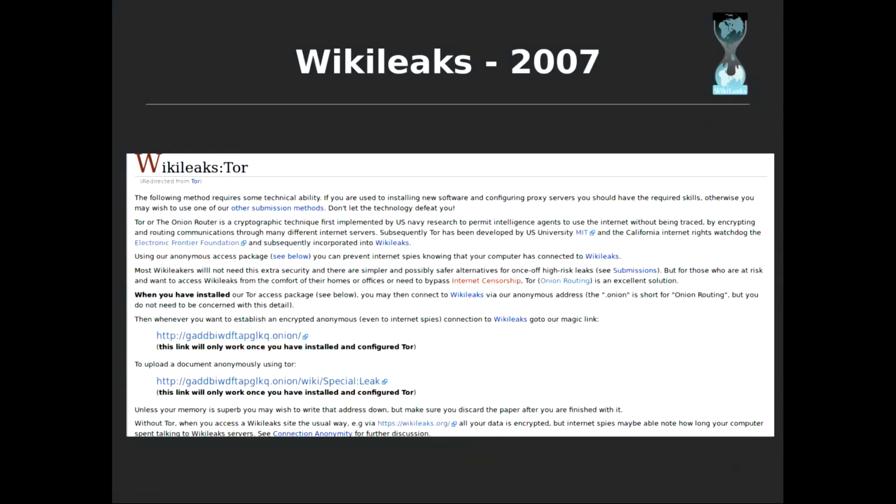So that leads to the next year. WikiLeaks set up a hidden service for their submission engine. And it's not that they wanted to hide the location of the server. The server was in Sweden. Everybody knew the server was in Sweden. But they wanted to give extra security to users who are trying to get there.